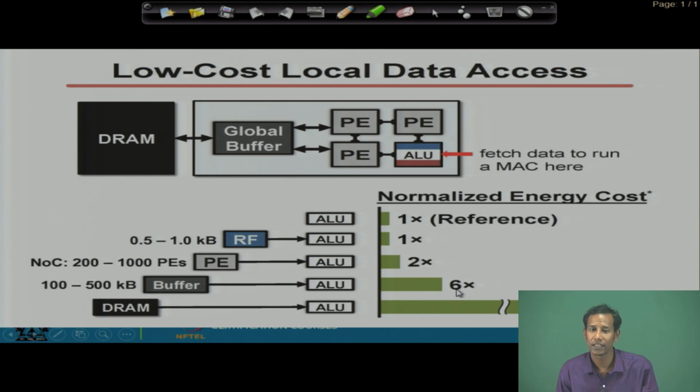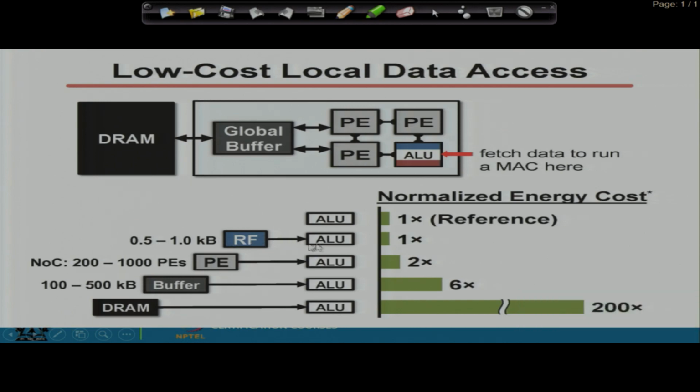500 KB in size, it reduces to 6x. Whenever these processing elements are connected, meaning the ALUs are interconnected, it again reduces the cost by 2x. And if you have this local memory for each ALU, you can reduce the energy cost to a great extent.